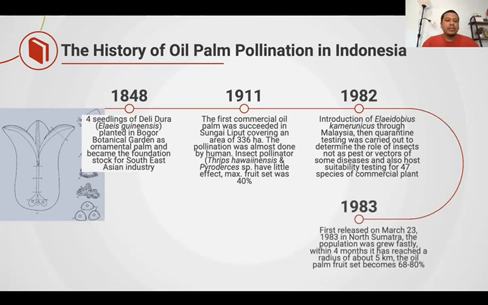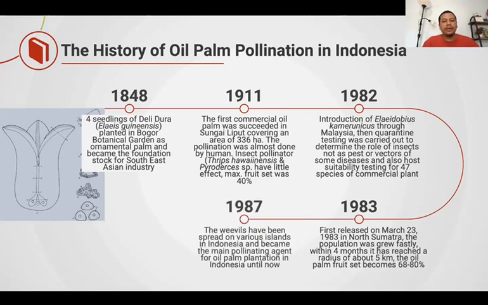So the first release in the field was carried out on March 23, 1983, with extraordinary results. Within 4 months, it had reached more than 5 kilometers and was able to increase the fruit set up to 80%. After that, the weevil was distributed to various islands in Indonesia until 1987, and this insect became the main pollinator agent of oil palm plantations in Indonesia until now.